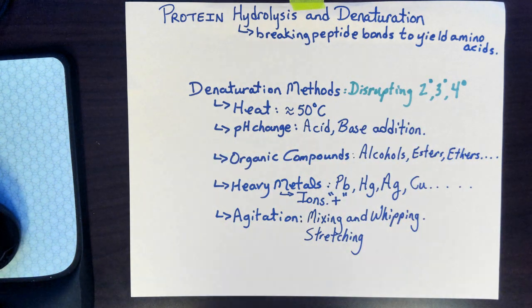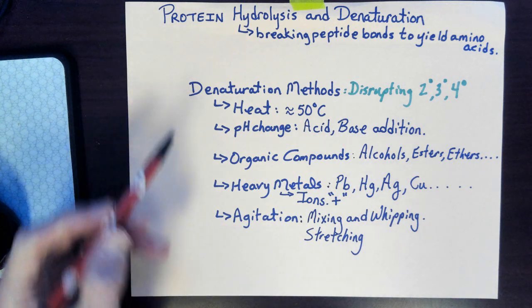Let's take a look at protein hydrolysis and denaturation. Protein hydrolysis is when you break the peptide bonds to yield the individual amino acids that made up that chain. Where we see this in the body is with food digestion in our stomach. The enzymes in our stomach start breaking down these peptide bonds through hydrolysis reactions, and it gives us those individual amino acids. So it's breaking the primary structure, breaking apart those covalent peptide bonds.